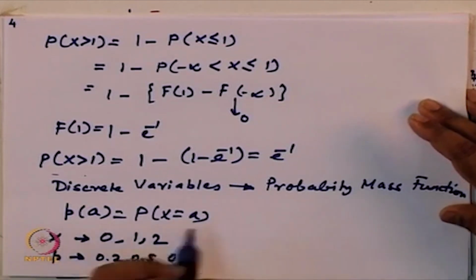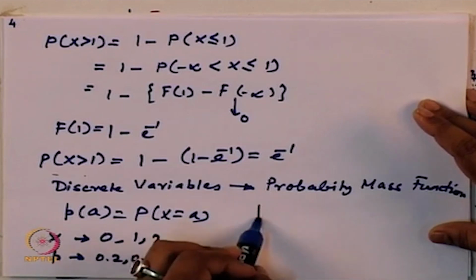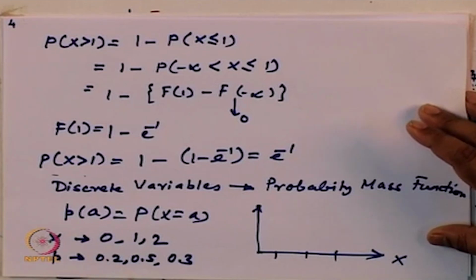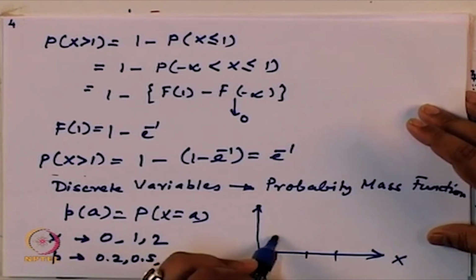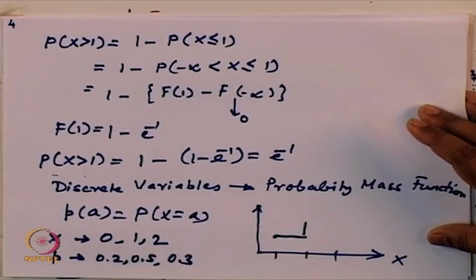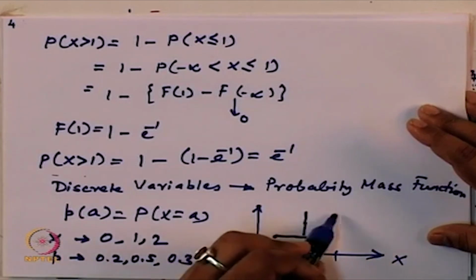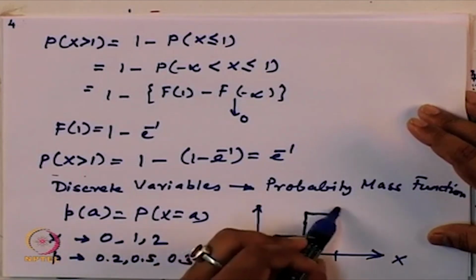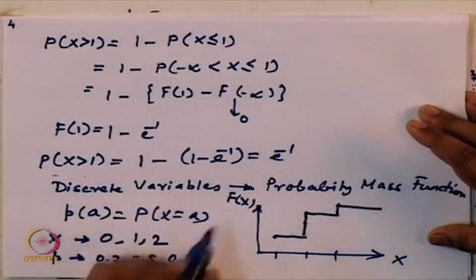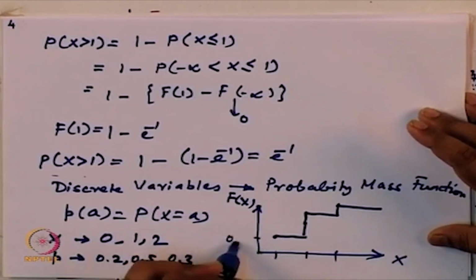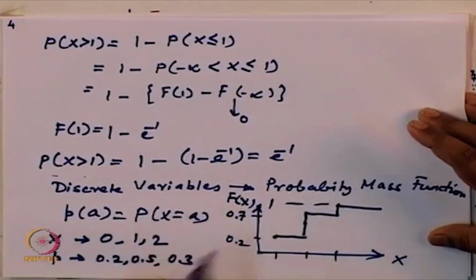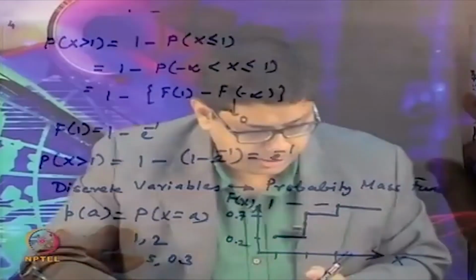From here I can compute the cumulative distribution function. The cumulative distribution function, so you have x. This value is equal to 0.2, this value is equal to 0.5, so you have 0.7 here, and from here you have the value of 1. So, this is how your F(x) will look like. This value is 0.2, this value is 0.7, and this value is 1.